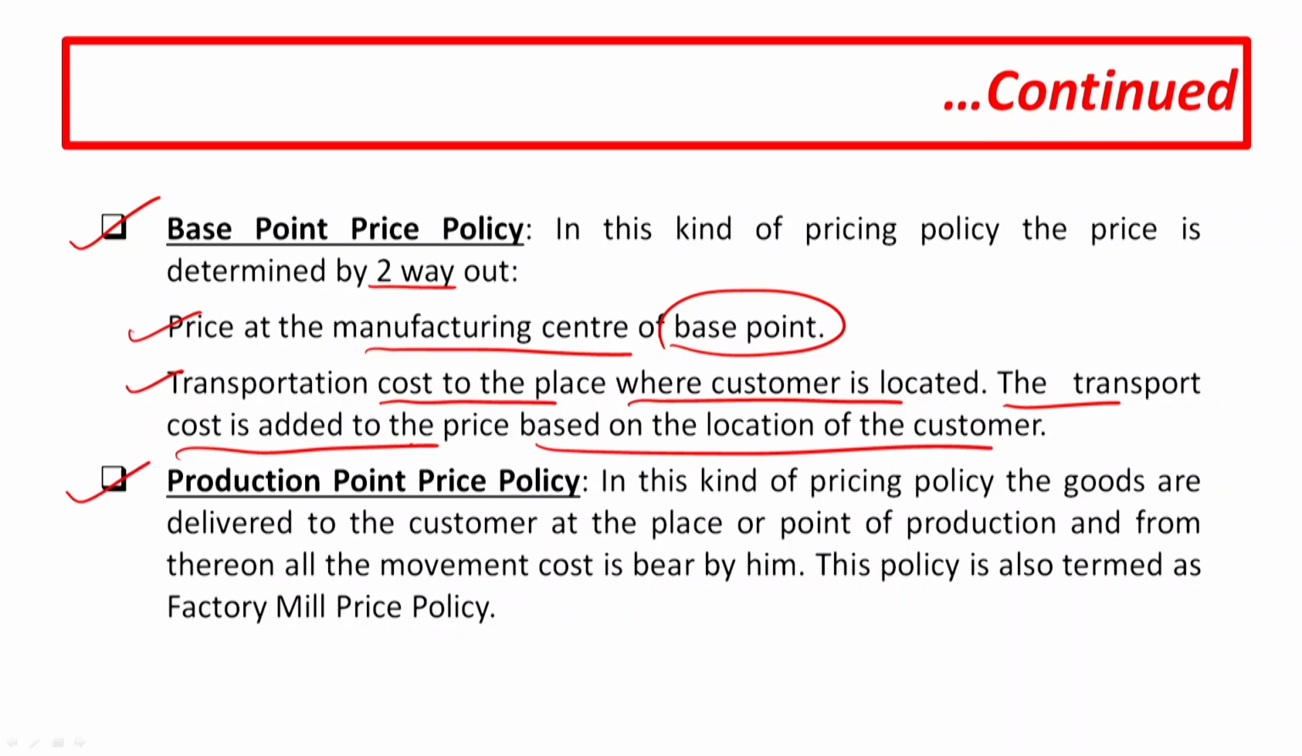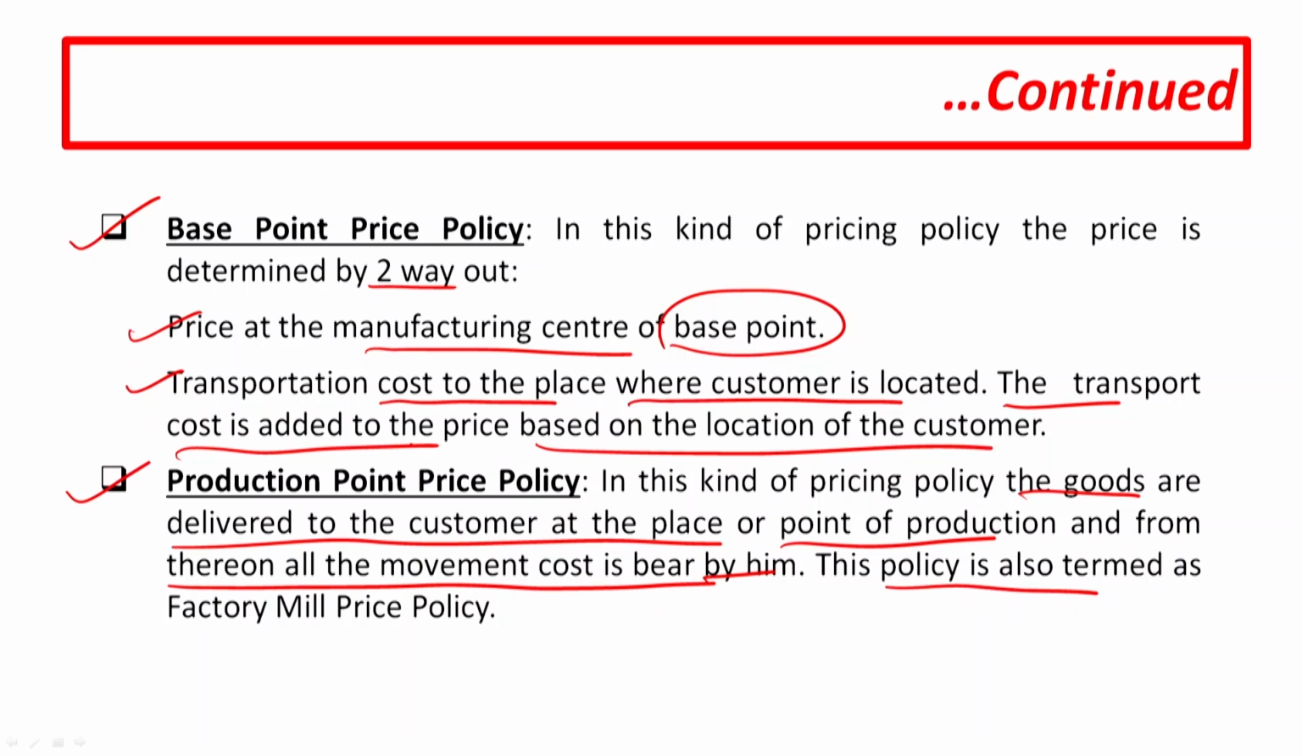The next point is production point price policy. In this kind of price policy, the goods are delivered to the customer at the place or point of production, and from there on all the movement cost is borne by him, which means the goods are delivered to the customer at the point of production, and thereafter all the cost is borne by the customer who has specifically purchased that product. This policy is also termed as factory mill price policy.